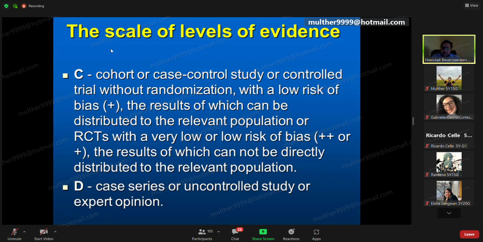And very low evidence, D level, means no trials, just case series, or if a trial, then an uncontrolled study, and in some situations it can be expert opinion in a concrete field of medicine.